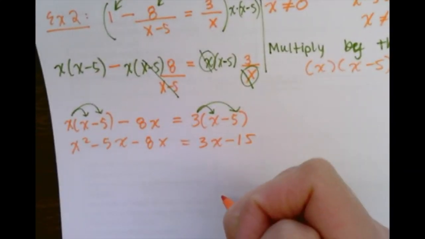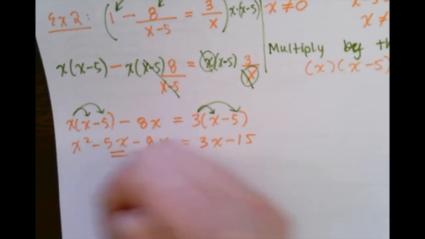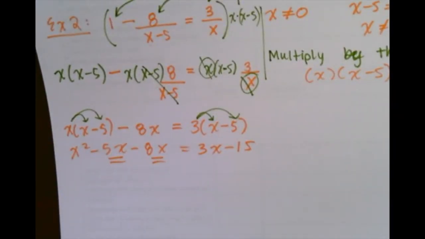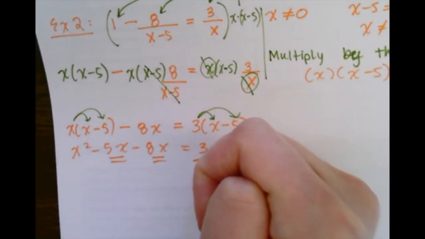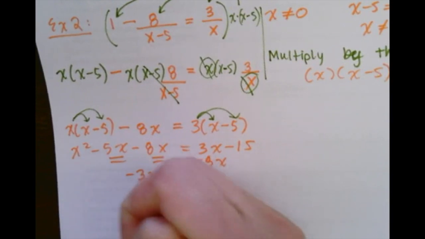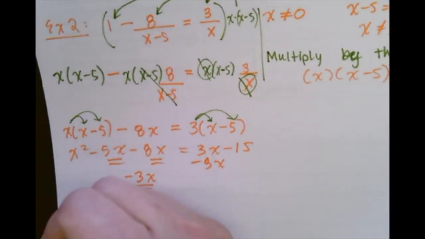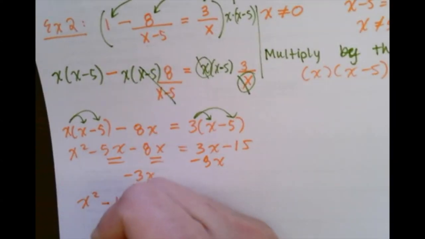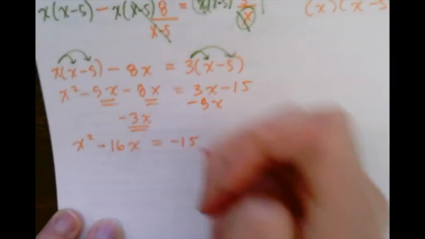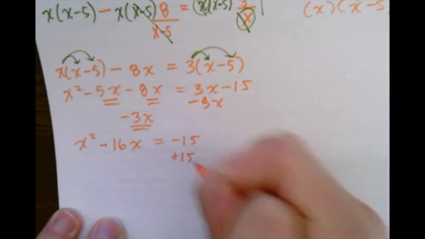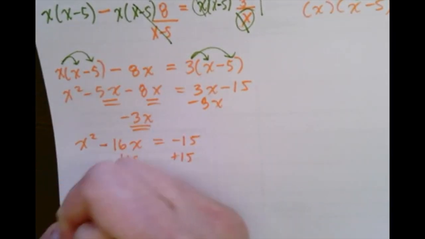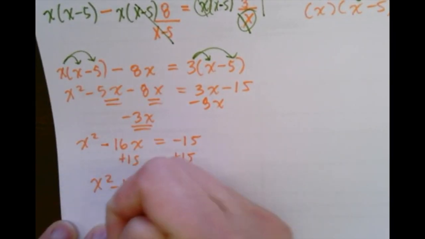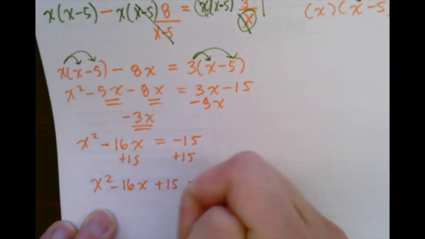So to combine my like terms, well, I know I have this negative 5x, negative 8x, and then I can also move over that 3x, right? So those are all going to combine to give me x squared minus 16x is equal to negative 15, and then I could also move that negative 15 over by adding. So then I have x squared minus 16x plus 15 is equal to 0.